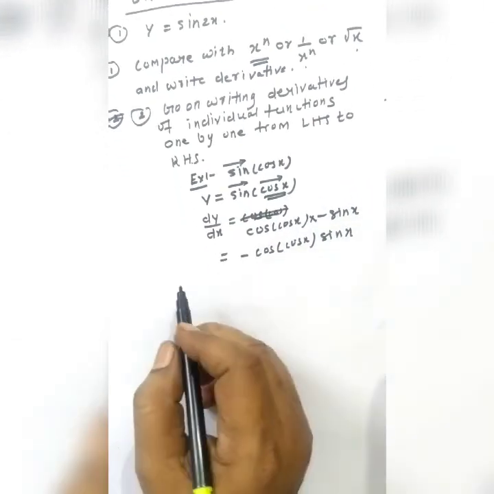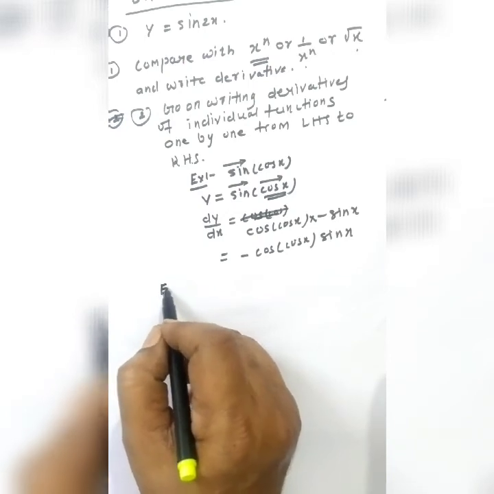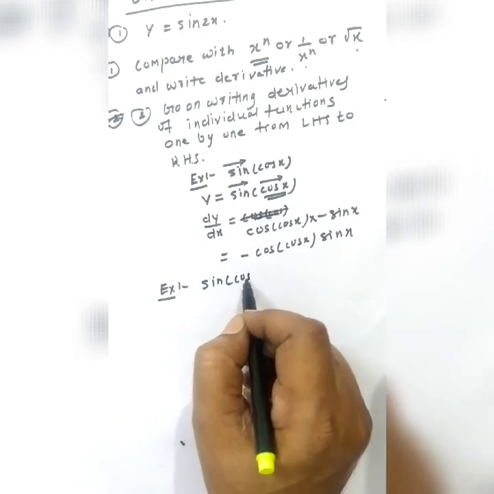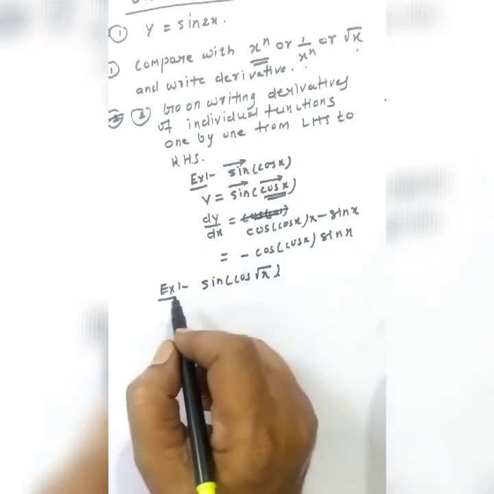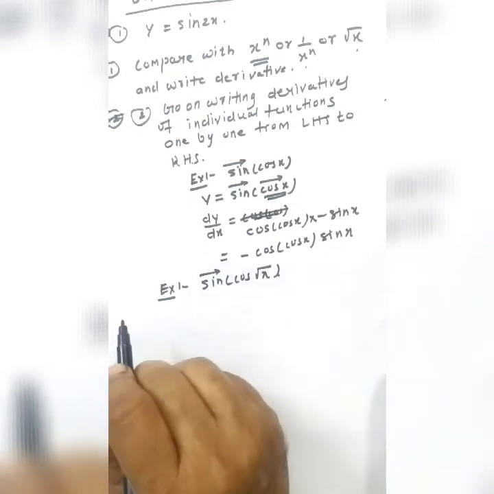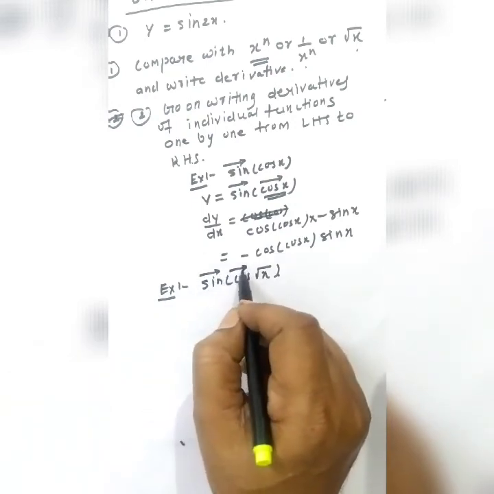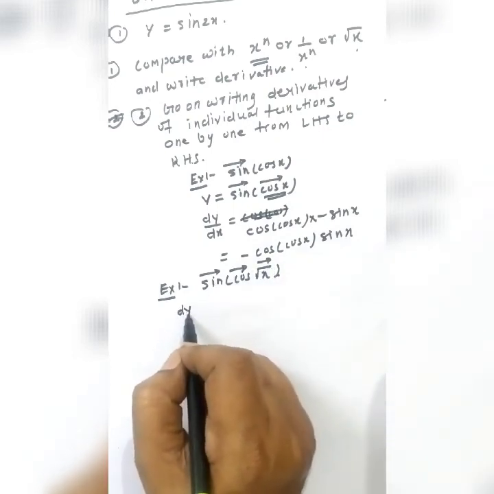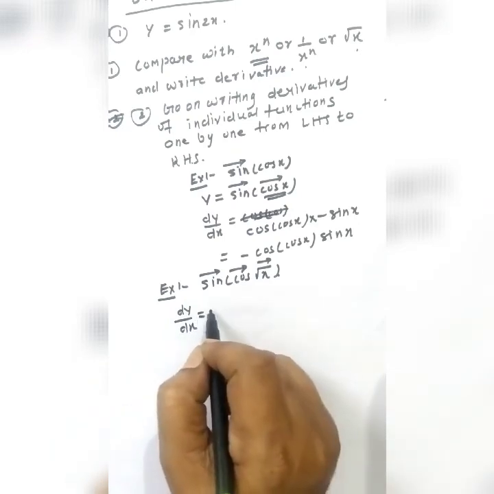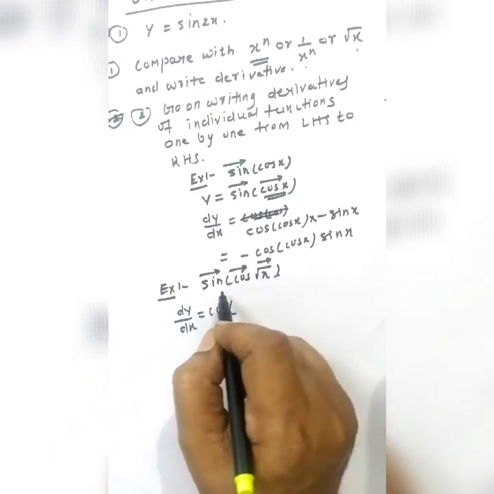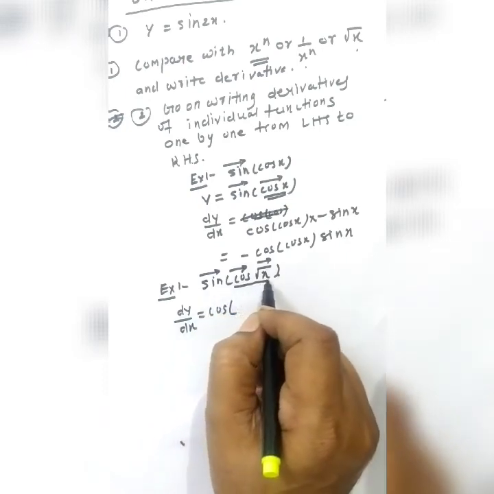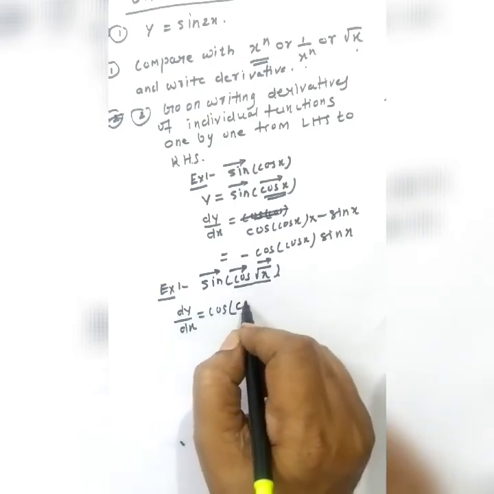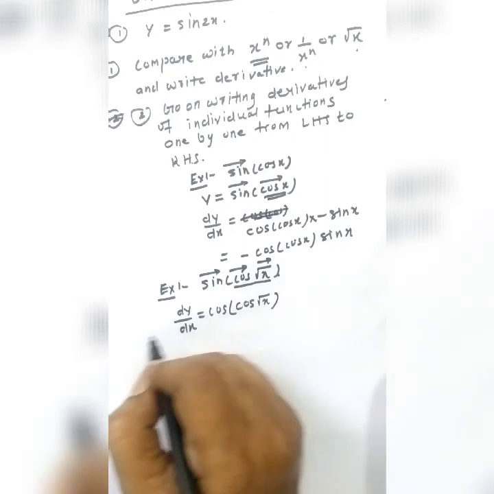Now suppose instead of two functions, I take one more example, sine of cos of root x. Now there will be three functions here. There is no power. First function is sine, second function is cos, third function is root x. So first you have to write the derivative of sine. What is the derivative of sine? Derivative of sine is cos. So I will write first cos. The remaining whole function you have to consider orally as x. Then derivative of sin x is cos x. So this will be cos of cos root x. So the first function is over.